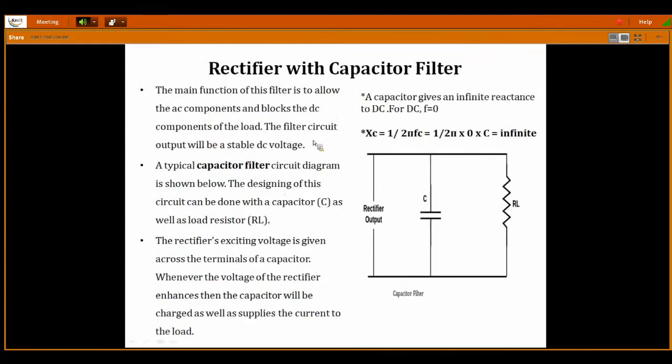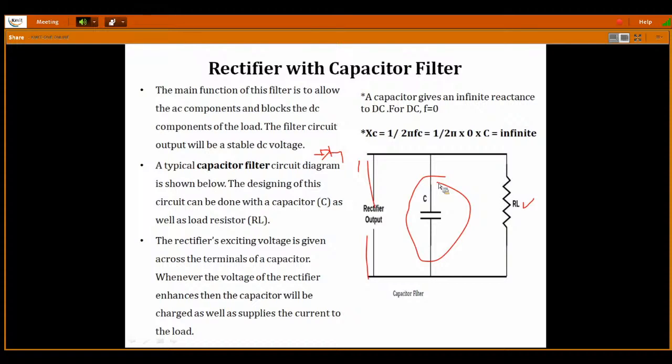Now, the main function of a filter, leaving aside the rectifier for a moment. See, this is your rectifier output. Previously, a transformer and one diode are connected here, and this line is the output of the rectifier. There you connect one capacitor, followed by the load resistance RL. This is the simple capacitor filter connection.